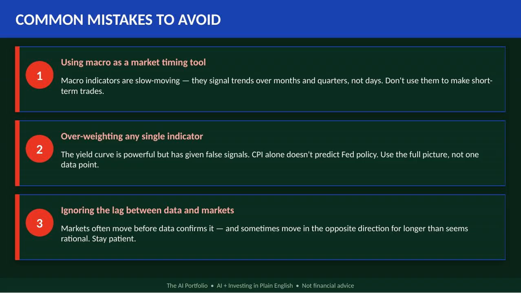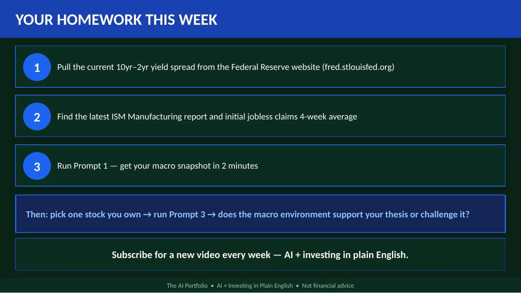Second, overweighting any single indicator. The yield curve is powerful, but it's given false signals. CPI alone doesn't tell you what the Fed will do. Use the full picture. Third, ignoring the lag between indicators and market performance. Even when the macro picture is clear, markets often move before the data confirms it, and sometimes they move in the opposite direction for longer than seems rational.